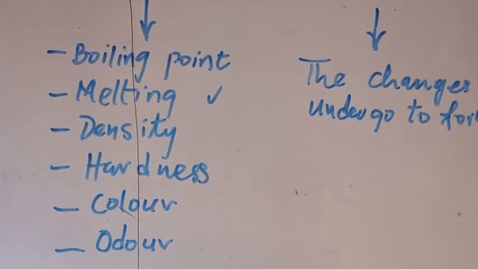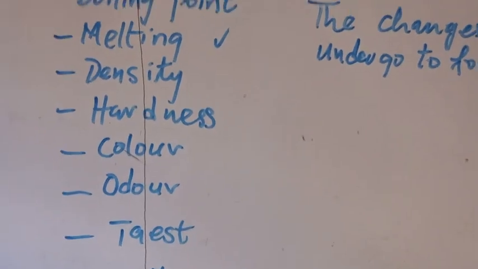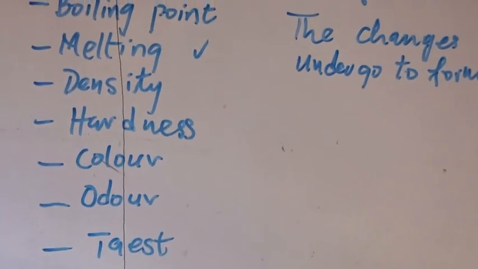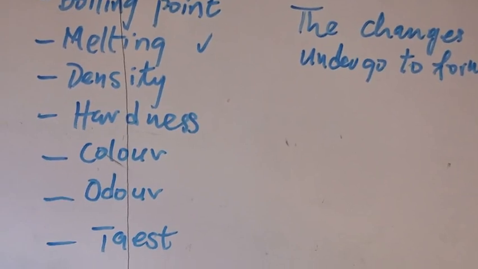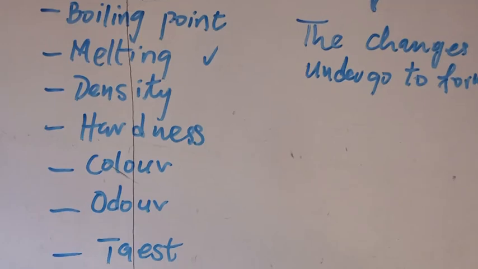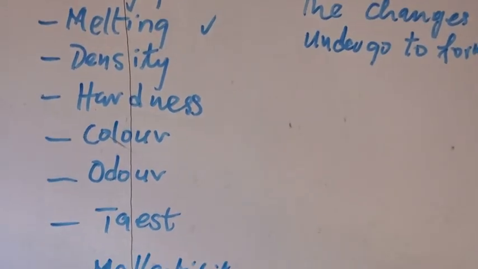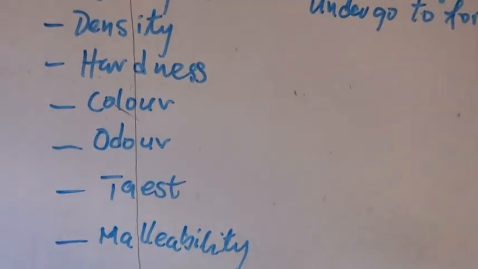The hardness is how hard, how strong this substance is. And we have color. Which color? Is it green? Is it brown? Is it yellowish? And so on. And also odor, what our nose can detect. Then the taste of this substance.